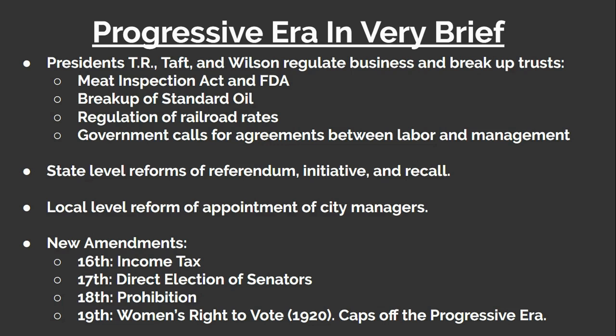At the state level, reforms of referendum, initiative, and recall were adopted in many states, and at the local level, cities began to appoint city managers who were generally engineers and technocrats. They gave them the power to clean up the slums, create building codes, and a variety of other actions to scientifically manage a city. There were also several new amendments passed in the era, including an income tax amendment, the direct election of senators, prohibition, and the women's right to vote, which capped off the Progressive era. I do have another video in which I go in depth about these progressive amendments if you want more detail.